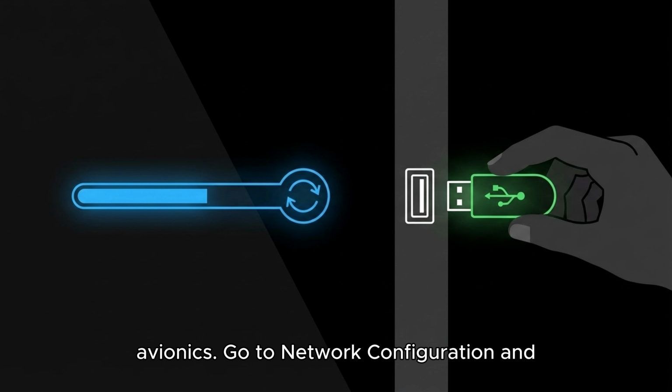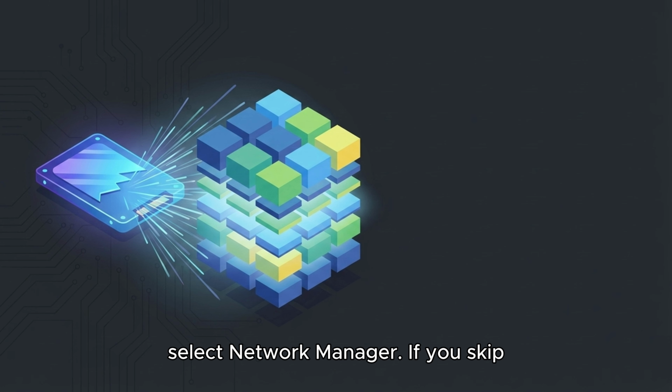Stage 4, the avionics. Go to Network Configuration and select NetworkManager. If you skip this, you can boot into a system with zero internet, which is like deploying a satellite with no radio. NetworkManager is the control loop. It keeps Wi-Fi, Ethernet, roaming, and reconnection sane. Don't be a hero. Pick it. While you're here, enable basic audio, PipeWire, and confirm GPU drivers if the profile offers it. No one wants a desktop that boots into 2 FPS.